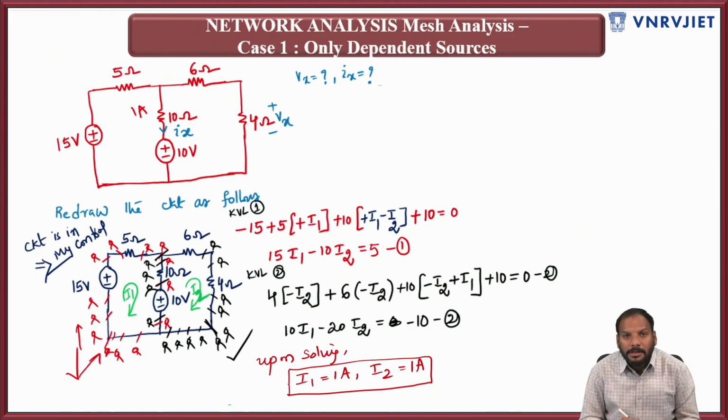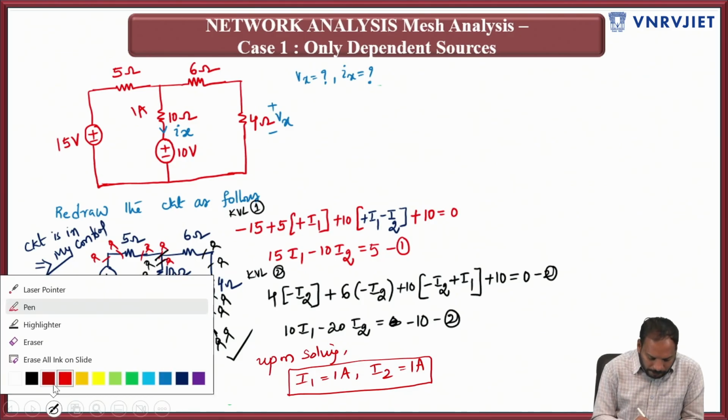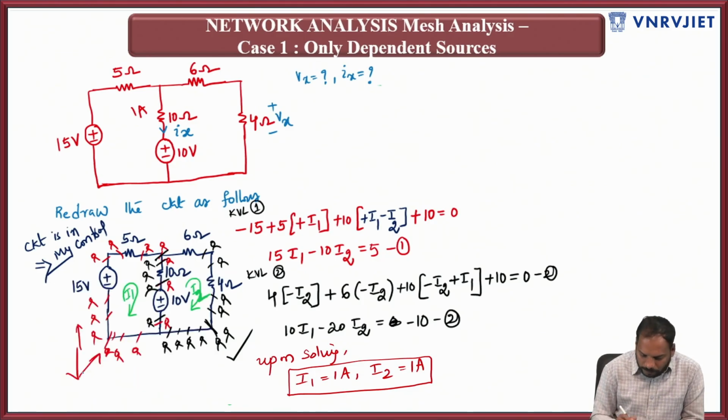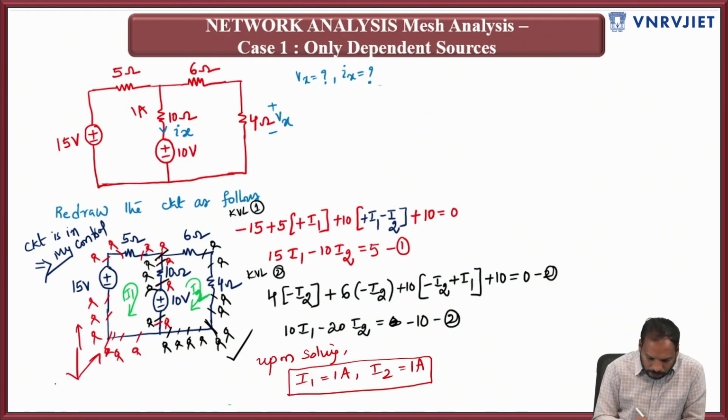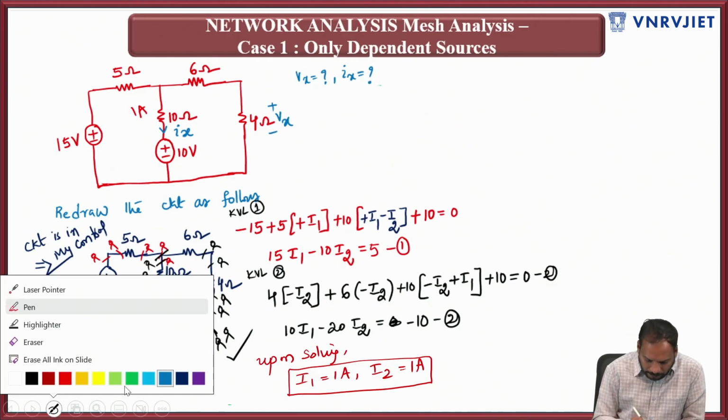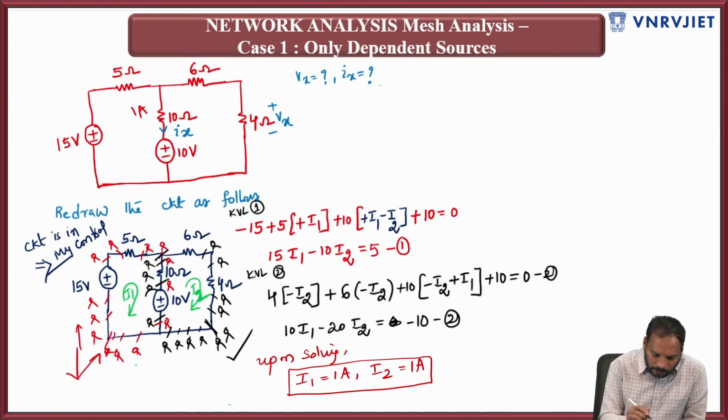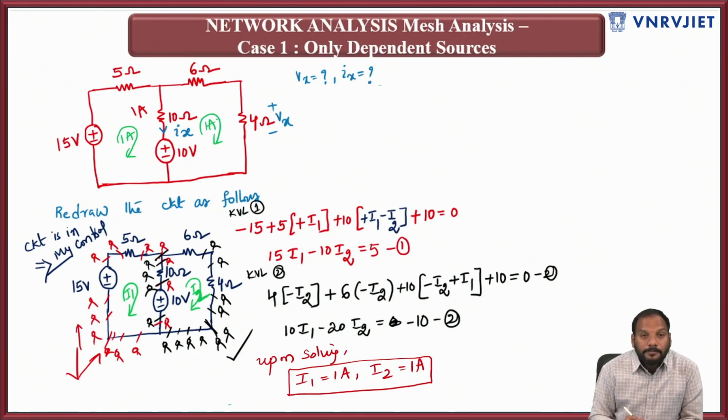But this is not our target. We need to calculate the values of Vx and Ix. So we'll go back to the problem once again. I1 is 1 ampere, I2 is 1 ampere. If you clearly observe here, I'll show with the green color: a loop current of 1 ampere this way and a loop current of 1 ampere this way.